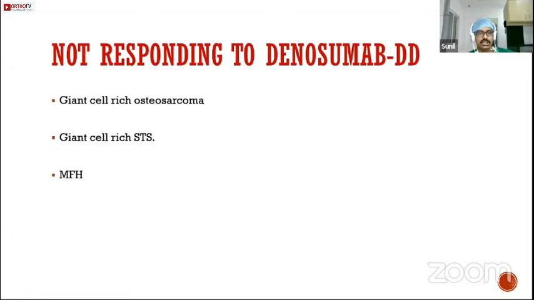So suppose we started denosumab and the lesion is not responding, the first differential diagnosis should be a giant cell rich non-GCT tumor like an osteosarcoma, STS, or a malignant fibrous histiocytoma. So a repeat biopsy has to be done, which has to be definitely guided.